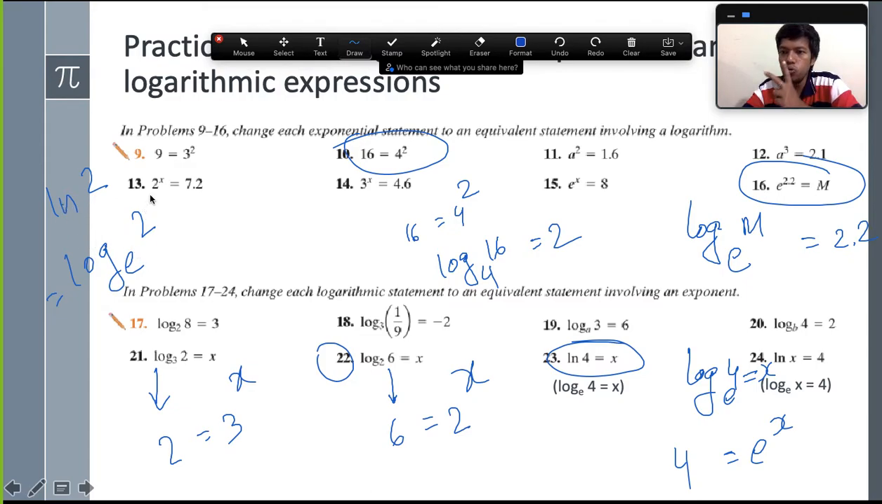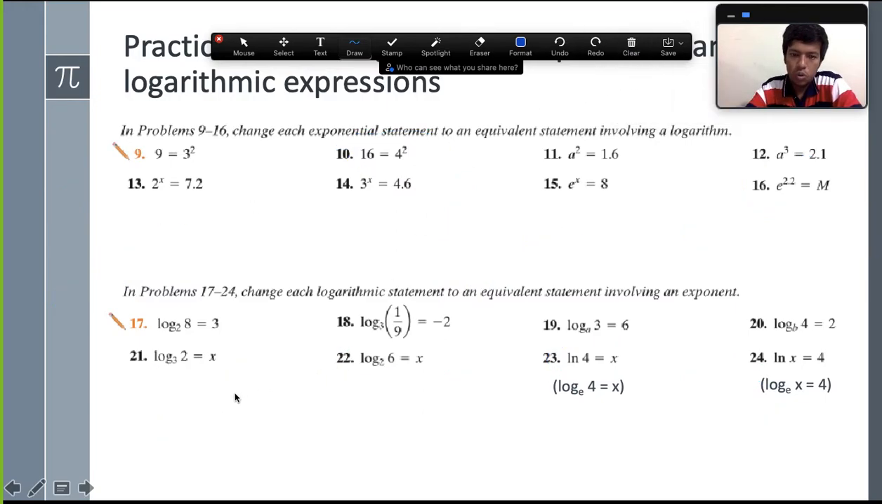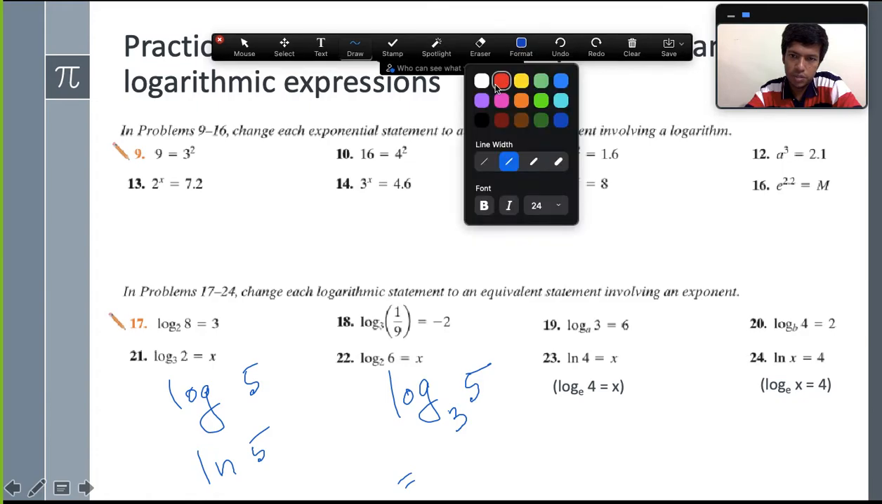So there are 2 special cases in logarithm. Let me write them here. One is this ln thing, another one is the log thing. Suppose someone writes log 5, or someone writes ln 5, or someone writes log base 3 of 5. So what is the difference? In most cases, you will see that the base is given. This base is given. In most cases, you will see that.